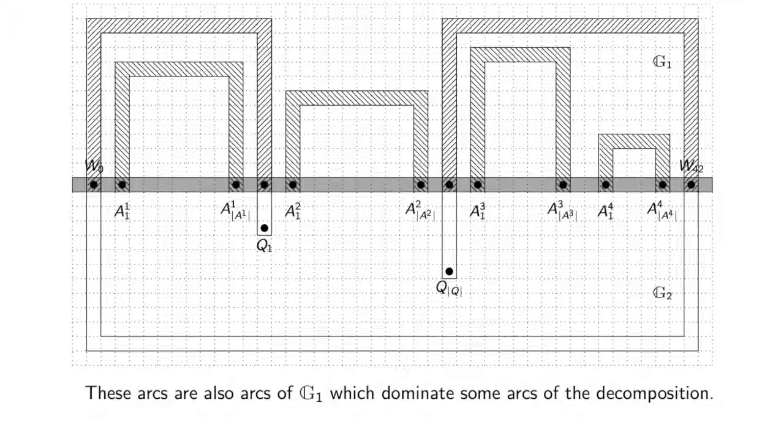Then while moving between the different areas of the grid, the path Q creates arcs of G1 which dominate the arcs of the decomposition. In the following videos we formalize and prove this result for a path which is not extremum. This result is useful to prove that the decomposition of an extremum positive path is always positive and is also useful to prove the jail lemma.